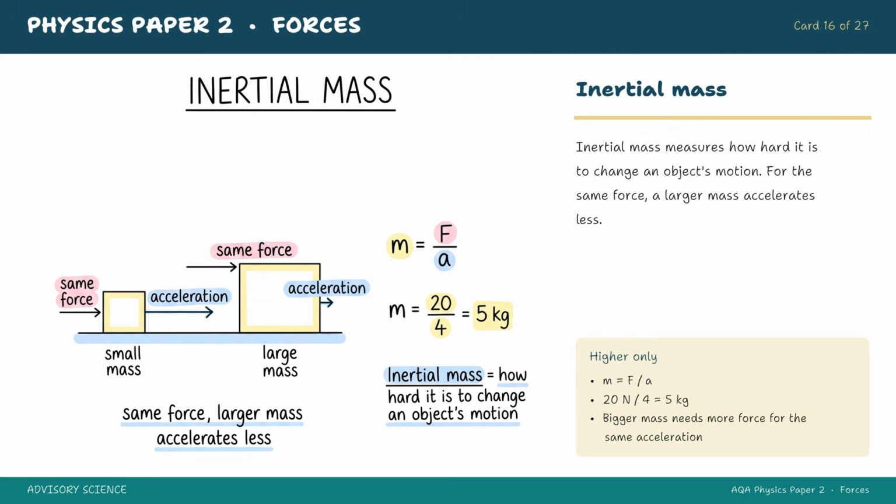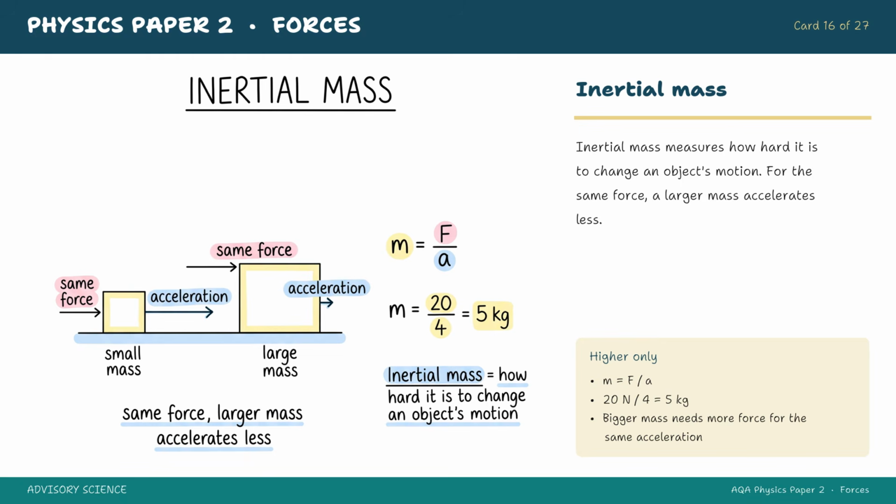So for example, if a force of 20 newtons produces an acceleration of 4 meters per second squared, substitute the values into the equation. M equals 20 divided by 4, which is 5 kilograms. So the object's inertial mass is 5 kilograms. The larger the inertial mass, the more force is needed to produce the same acceleration.